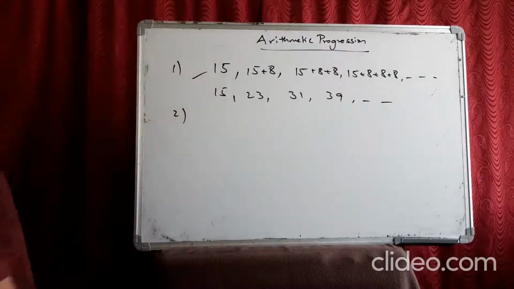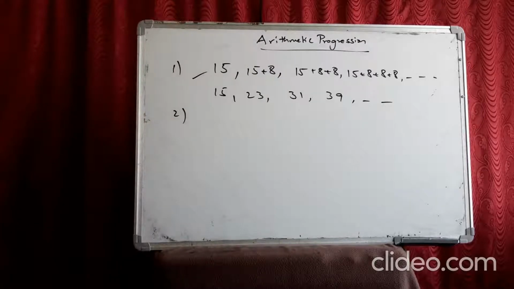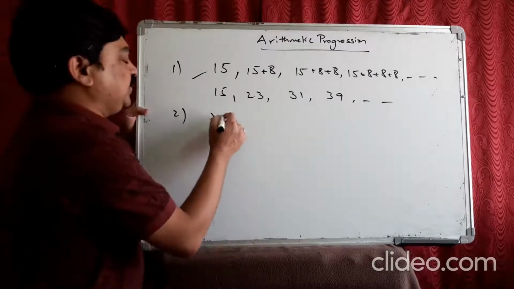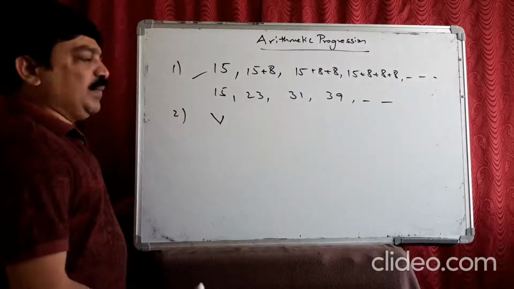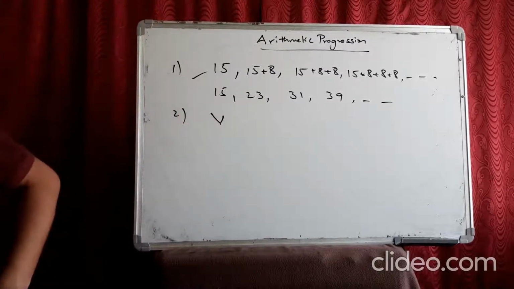Second question. The amount of air present in a cylinder when a vacuum pump removes 1 by 4 of the air remaining in the cylinder at that time. That means, suppose the vacuum is weak, so 1 by 4 of the air is removed in the next stage.